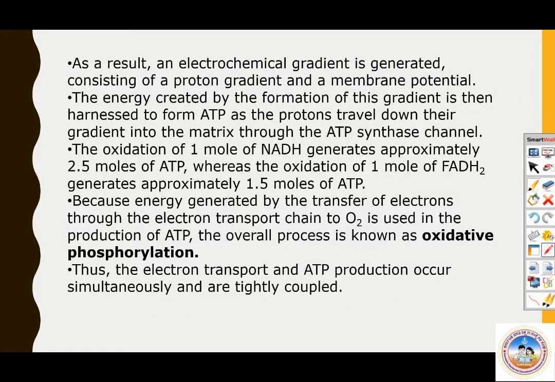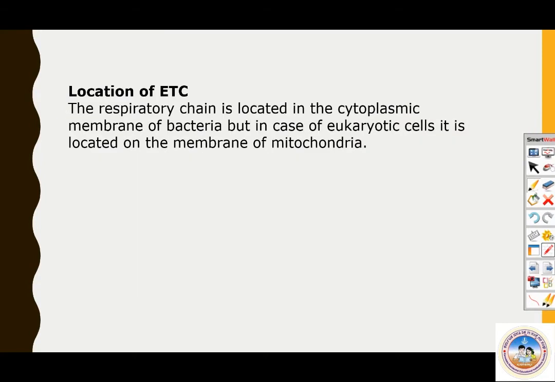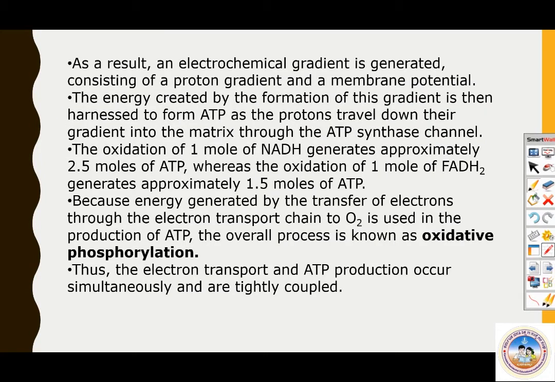Now children, let's start. See, it's on the second point. The oxidation of 1 mole of NADH generates approximately 2.5 molecules of ATP, whereas oxidation of 1 molecule of FADH2 generates approximately 1.5 molecules of ATP, because the energy generated by the transfer of electrons through the electron transport chain to oxygen is used in the production of ATP.